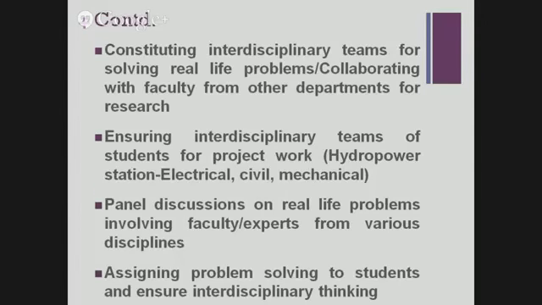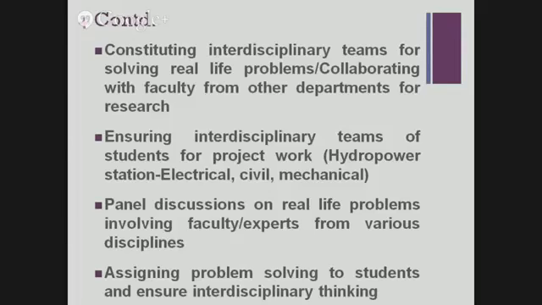So we can try to have interdisciplinary teams by drawing upon students from different engineering branches. For example, one of the projects assigned was related to a hydropower station, and the students were expected to carry out a feasibility study. Students belonging to electrical engineering, civil engineering and mechanical engineering integrated their knowledge to come out with a feasibility study of a hydropower station.